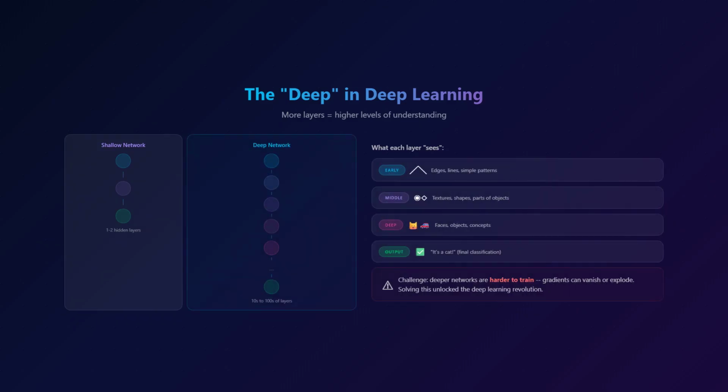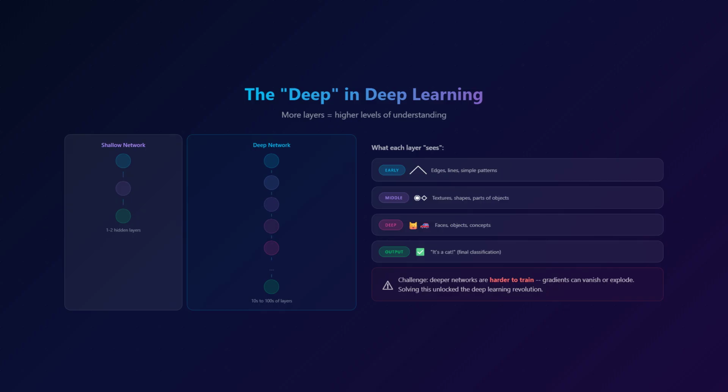Now let's talk about what deep really means in deep learning. A neural network with just one or two hidden layers is called a shallow network. Deep learning simply means using many hidden layers. Sometimes dozens. Sometimes hundreds. Why does depth matter? Because each layer learns to represent the data at a higher level of abstraction.